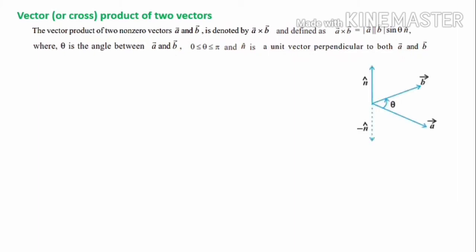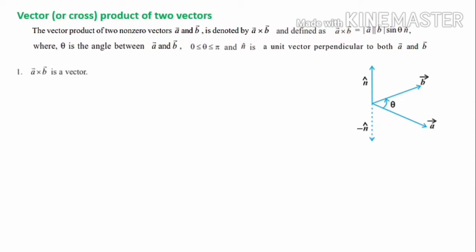If you visualize this, the figure comes like this. There are two vectors, vector A and vector B, and angle between them is theta, and their cross product is defined as vector A cross vector B is equal to modulus of vector A into modulus of vector B into sin theta into unit vector n. So unit vector n is this one. So that is perpendicular to both A and B. Means when you do the cross product of two vectors A and B, you get a resultant vector which is perpendicular to both A and B.